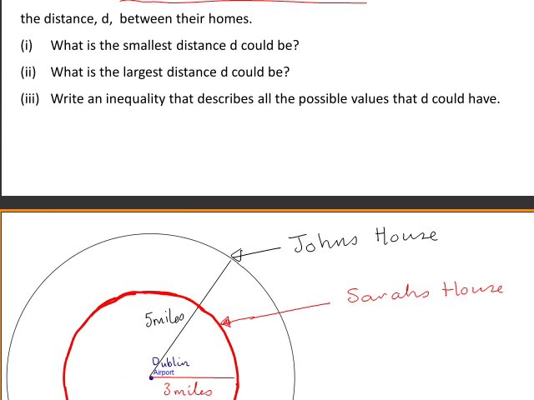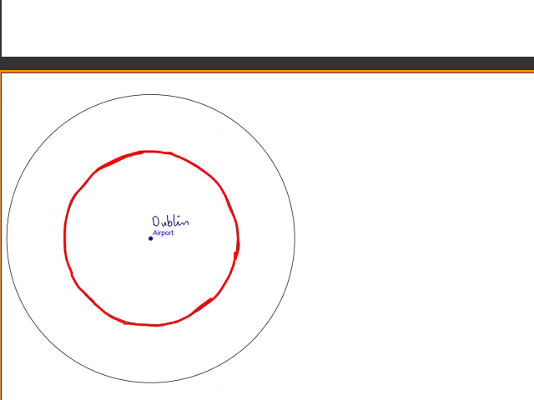Now if you look back up, for part one we were asked to find the smallest distance that d could be. So you should think to yourselves, well, when would the distance between John's house and Sarah's house be the shortest? So we'll have the same circles here drawn again. So suppose both homes are on the same line going towards Dublin Airport. So we'll just draw a line representing that. So suppose John's house is situated here, so we'll do JH for John's house, and Sarah's house is situated here. We know that the radius of the red circle is 3 miles, and we know that the radius of the black circle is 5 miles.